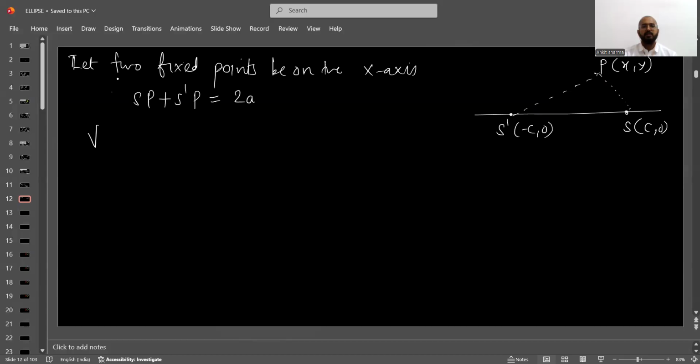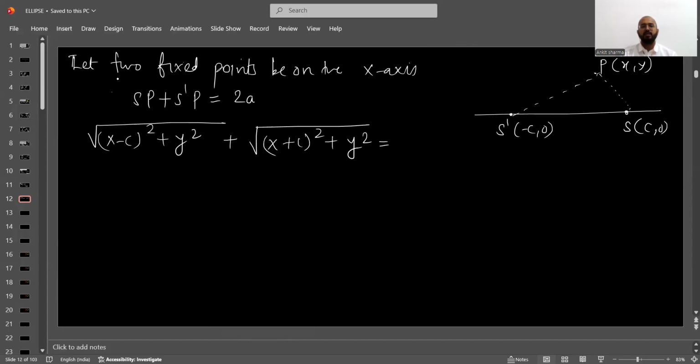We can simply apply the distance formula. So SP gives me the square root of (x minus c) square plus y square, plus the square root of (x plus c) square plus y square, is equal to 2a. Now this is my equation 1. Solving this equation would be a bit difficult, because we need to square it, then transfer some of the terms to the other side and square it again. So it's better we use a little algebra.